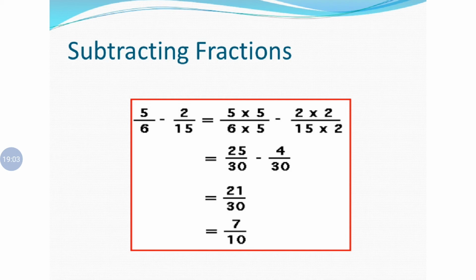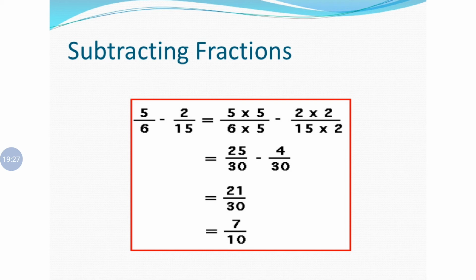So minus. How will you make them 30? 15 2s are 30. So numerator and denominator multiply by 2 by 2. 2 2s are 4. 15 2s are 30. So the denominators are the same. So take a common denominator 30. So just subtract: 25 minus 4, so 21 by 30.